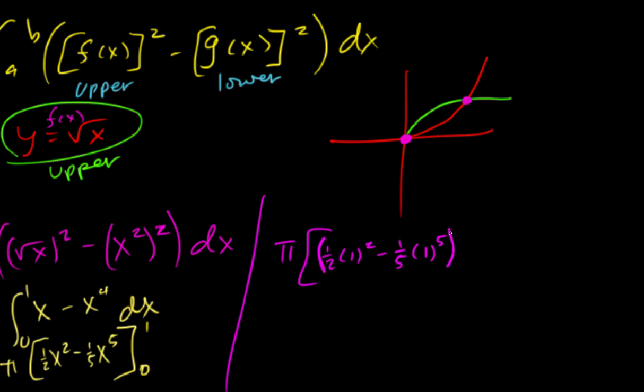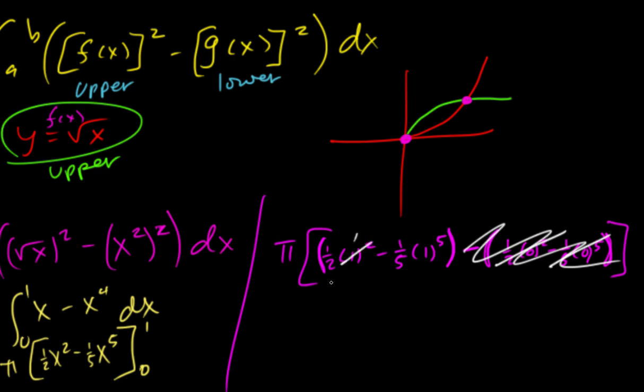Then plugging in a 0, it's 1/2, 0 squared minus 1/5, 0 to the 5th. Okay, this is just 0, this is just 0, so none of this matters. This is just a 1, so 1 times 1/2 is 1/2. This is just a 1. 1 times negative 1/5 is negative 1/5.